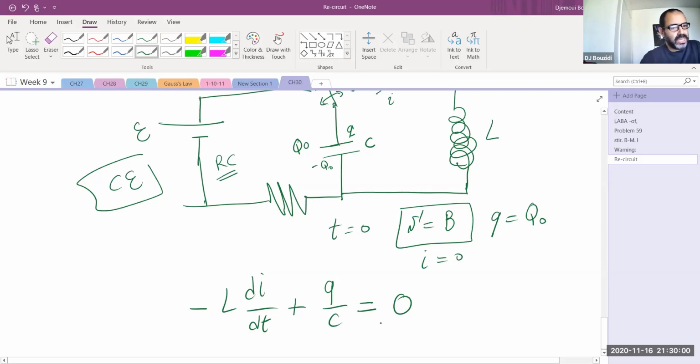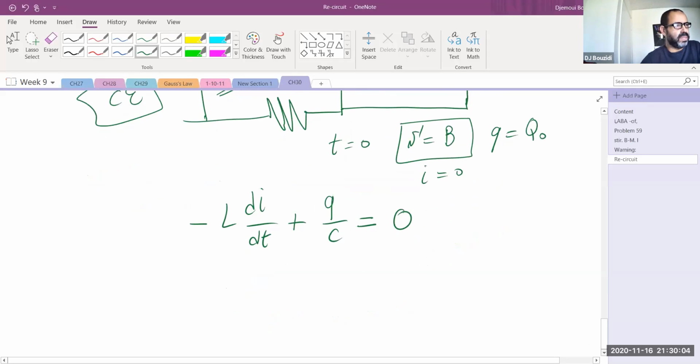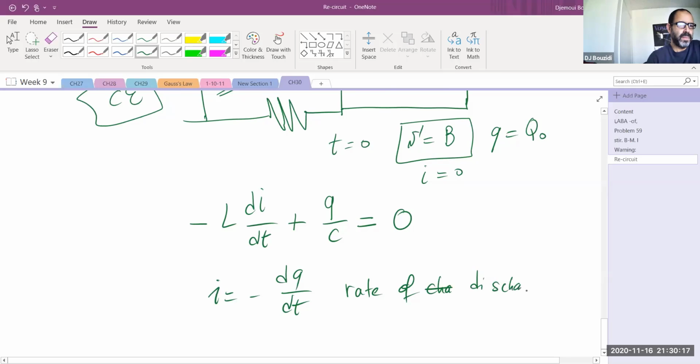This Q and I are related to one another because the rate at which the current is being depleted, the charge is being depleted, is I is equal to minus dQ over dt. So this is the rate of charge or discharge, if you wish, of the capacitor.